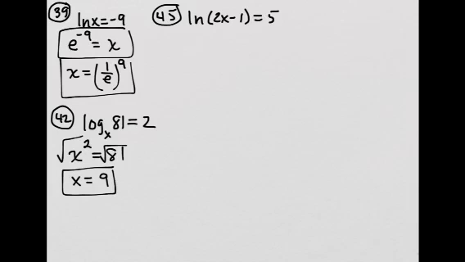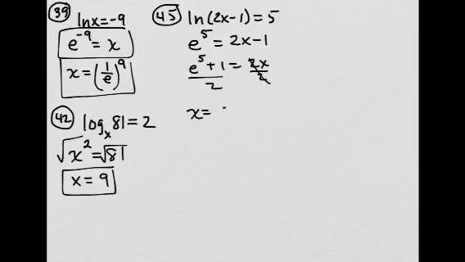So 45 is in log form, so I'm going to switch it over to exponential form. Being natural log, I know that the base is e, the exponent is 5, and it all equals 2x minus 1. Okay, so I'm going to add 1 to both sides, so I have e to the 5th plus 1 equals 2x. I'm going to divide by 2, so then x equals e to the 5th plus 1 over 2, and this would be the exact value. Let me give you the decimal. I know it doesn't ask for it explicitly, but we'll just figure it out.